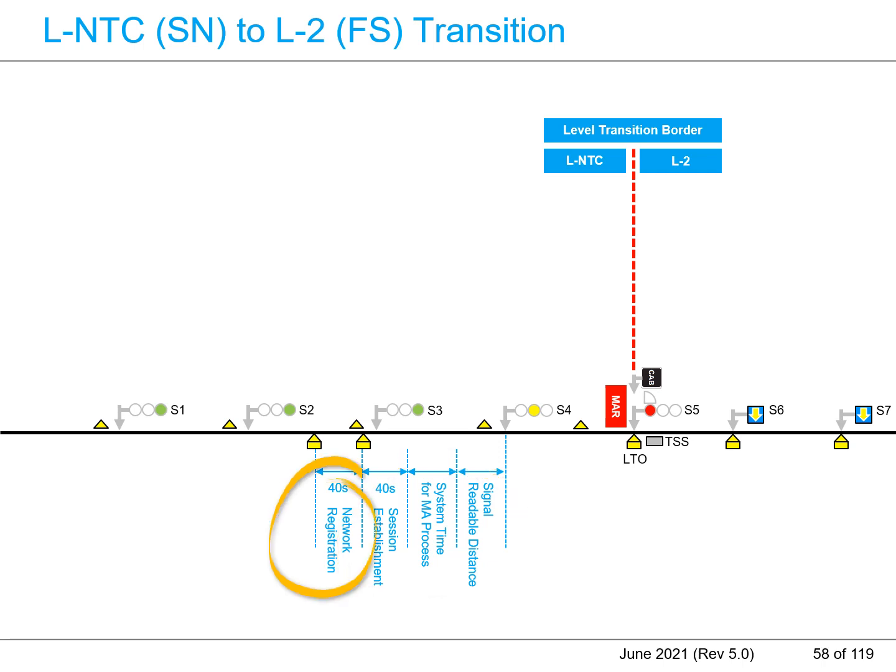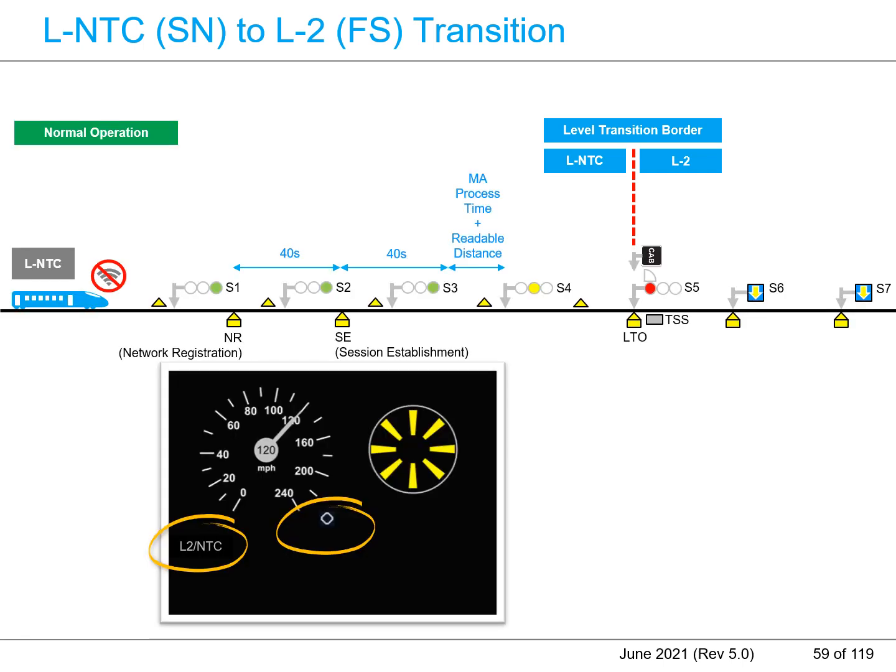The network registration balice group location is 40 seconds relative to the session establishment balice group location, to allow adequate time for the network registration process. The train with ETCS on board approaches the level transition order location, is in level NTC SN mode. The L-NTC indication on the DMI means the train is in level NTC, and can perform the transition from level NTC to level 2, when receiving the level 2 transition order.